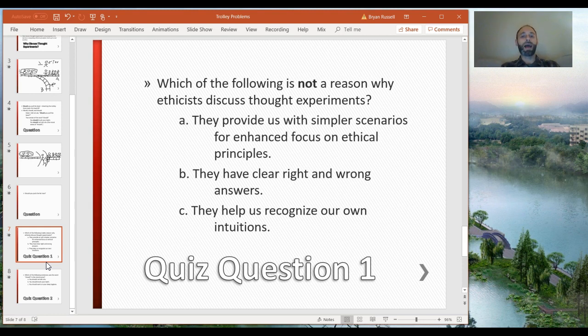So the first quiz question will be this. Which of the following is not a reason why ethicists discuss thought experiments? Is the answer A, they provide us with simpler scenarios for enhanced focus on ethical principles? Or B, they have clear right and wrong answers? Or C, they help us recognize our own intuitions, our own feelings that we're bringing to ethical discussions. So which is not a reason that ethicists discuss thought experiments? A, B, or C?